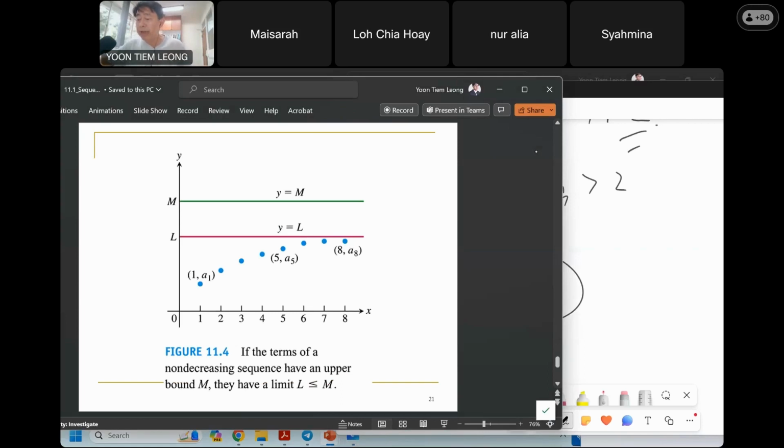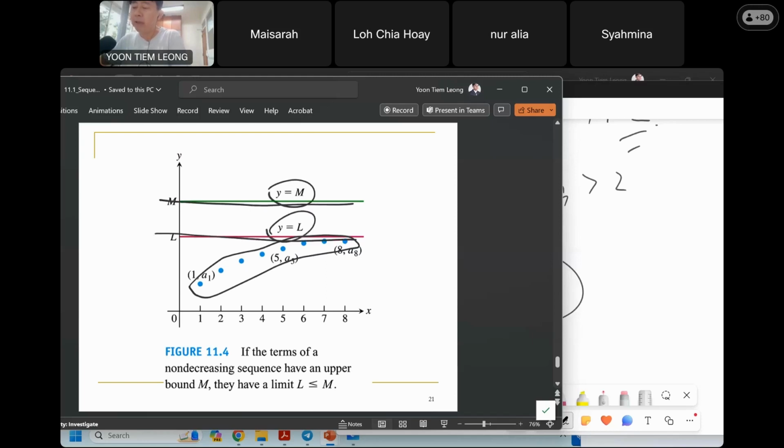So you can look at this example, figure 11, which illustrates the idea of upper bound. If you have a sequence that is increasing or non-decreasing, for all the values of an in the sequence, it will never exceed m, it will never exceed l.